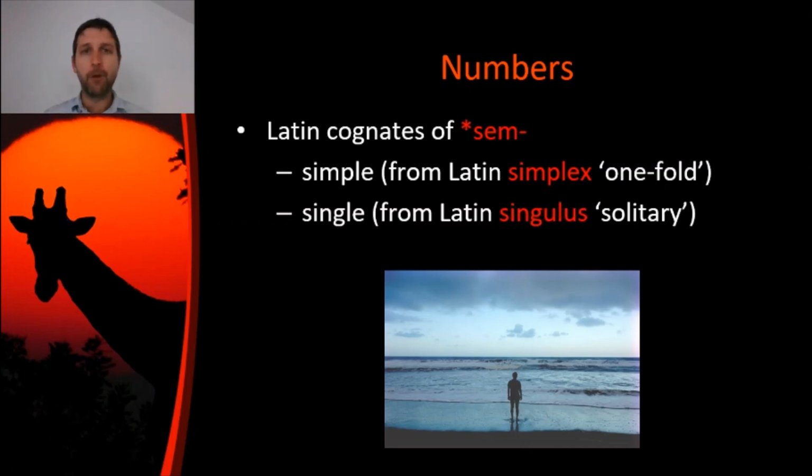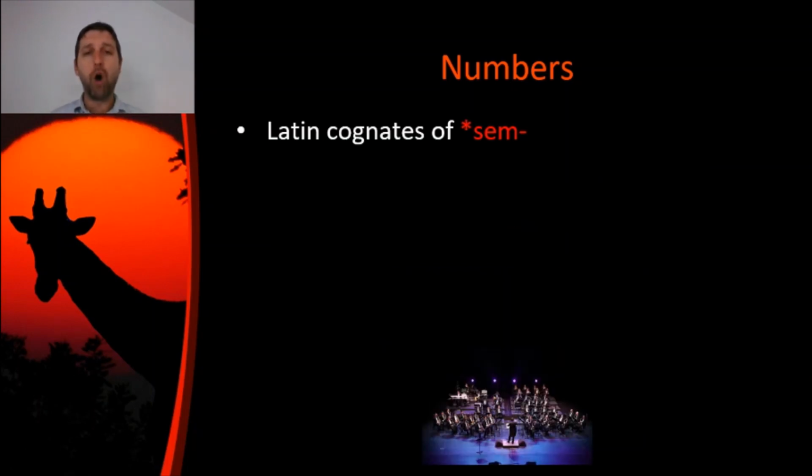Another word we get from a Latin word that derives from the sem root is single, which just comes from Latin singulus, which means solitary or by themselves or whatever. So you can see why single would have something to do with this. It would also come from this other Indo-European word that means one.